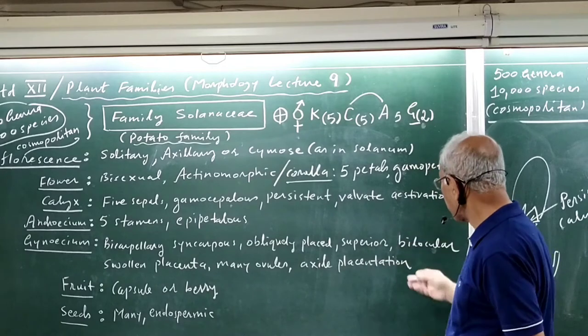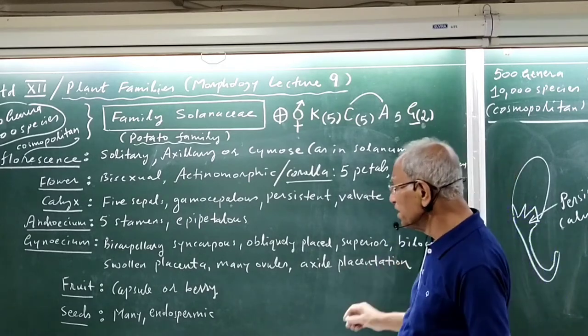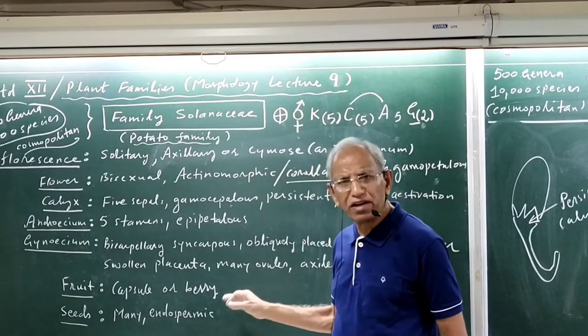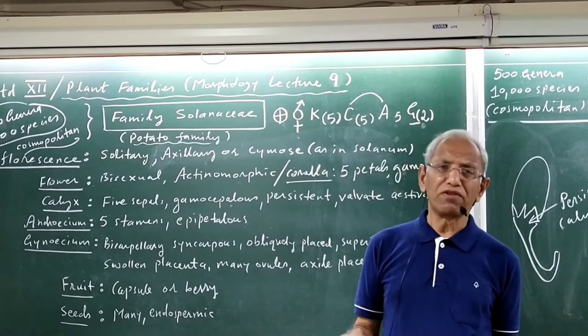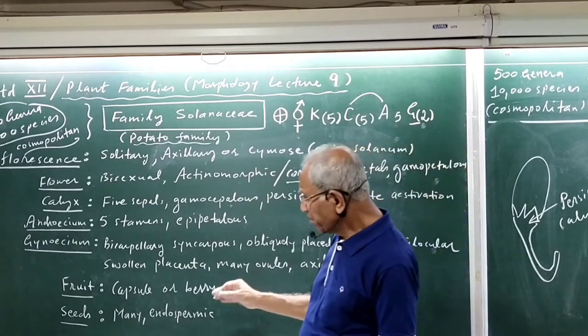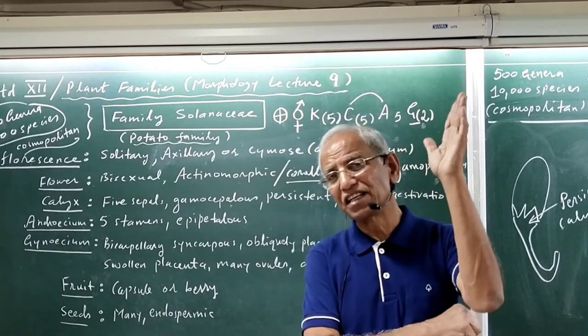Many ovules, okay, and axile placentation, you know, in a section of the ovary taken this axile placentation. Fruits, actually there can be many varieties. Capsule and berry I have written here, but actually within that there are so many varieties. So you can just lightly remember that it may be capsule. For example, for bhindi and cotton in the Malvaceae, we have said that it is capsule.